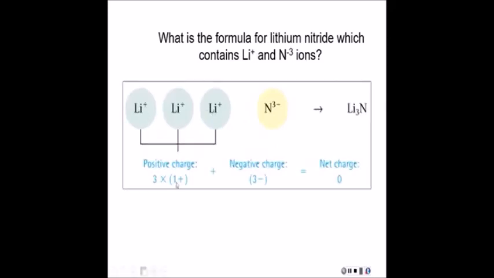3 lithium ions would give us a +3, with 1 nitride ion would give us -3, and we wind up then with Li3N. Net charge is 0.